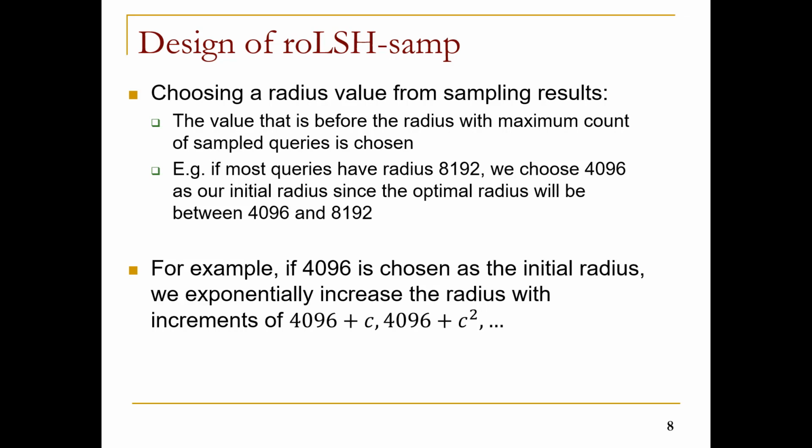The optimal radius can be before the final radius, for example, between 4096 and 8192. As a result, we use the value before the maximum frequency as our chosen radius. For instance, if most of the sampled queries have a final radius of 8192, we choose 4096 as our initial radius. Further, to reach the optimal radius from the initial radius, we use an improved virtual rehashing strategy, which exponentially increases the radius with increments of powers of c. We explain this improved virtual rehashing strategy in the next slide.